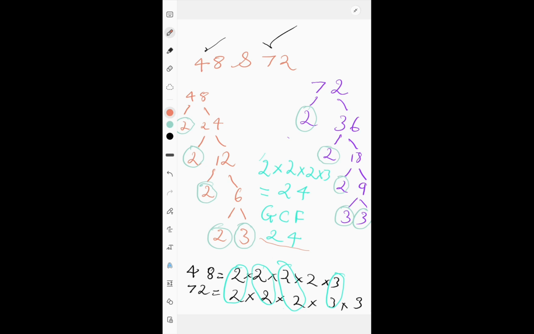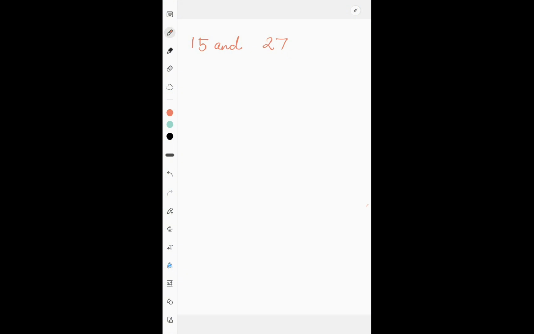Here are our examples for finding the least common multiple using prime factorization. Let's jump into our examples, starting with number 1, where we have 15 and 27. Let's start with the prime factorization of 15, and we will start with the factors of 3 and 5. Now 3 is prime, so we are done there, and 5 is prime, so we are done there as well. And that's the prime factorization of 15. We can't break that down any further.